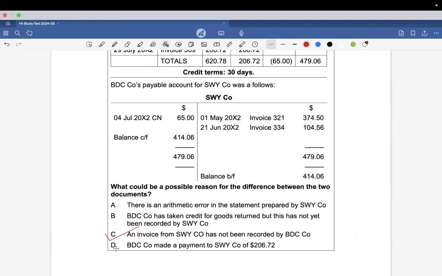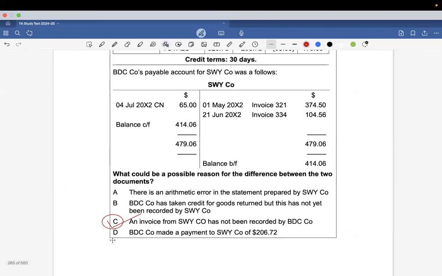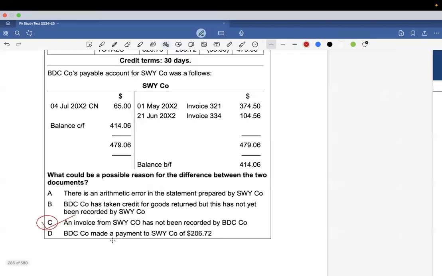BDC company made a payment to SWY company of 206.72. So that is also their problem. We have recorded everything correctly, but they haven't recorded the payment that has been sent to them. Only the option where we are going to adjust our account is option C. Understood now?